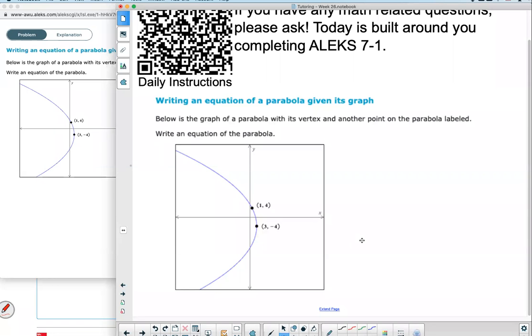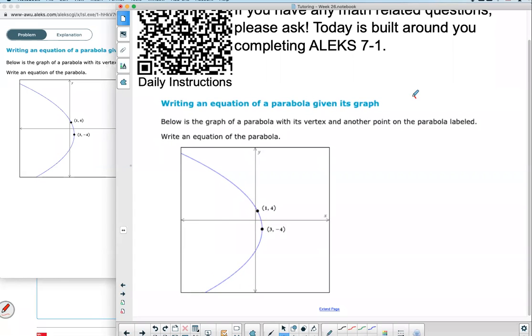All right, now we're going to take a look at ALEKS 7-1, number 6. It says this: below is a graph of a parabola with its vertex and another point of the parabola labeled. Write an equation for this parabola.